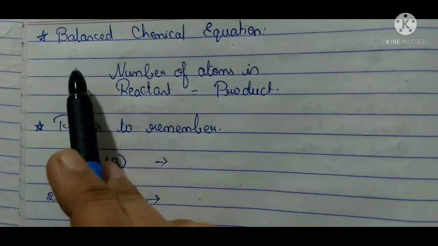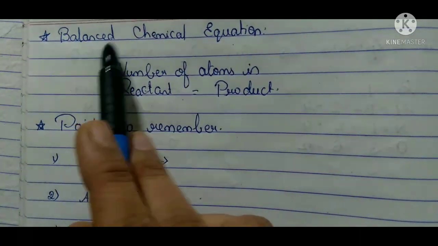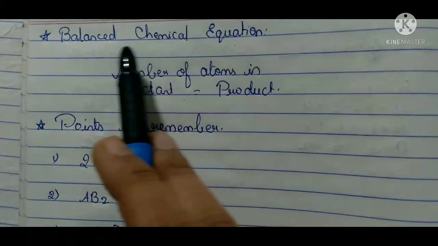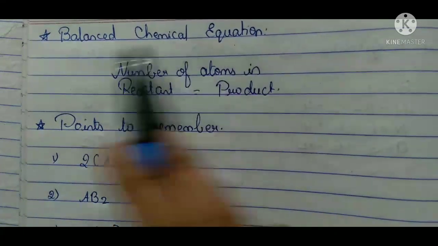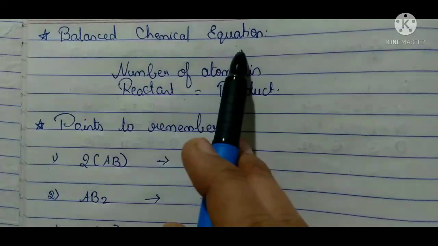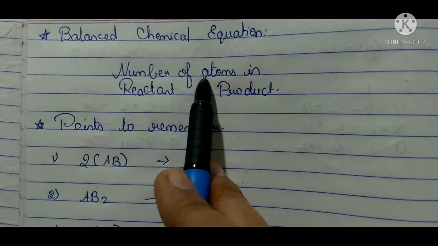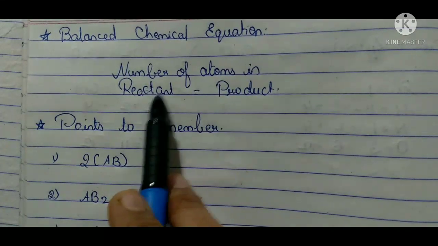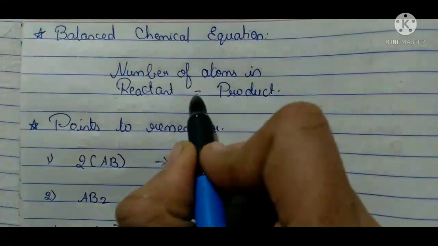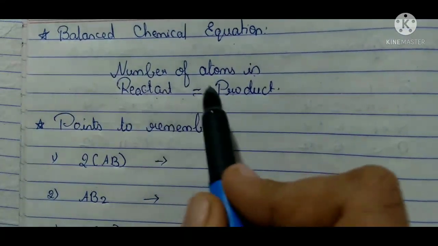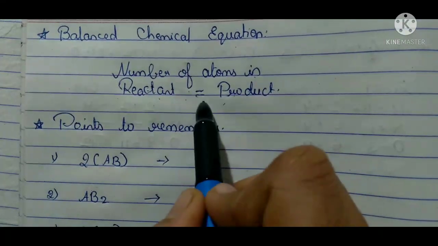Today we are starting with our new topic, that is balanced chemical equation. Earlier I made you understand the definition of balanced chemical equation. What do you mean by balanced chemical equation? The number of atoms in the reactant as well as in the product should be equal.